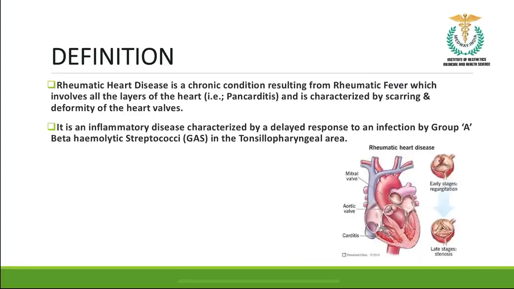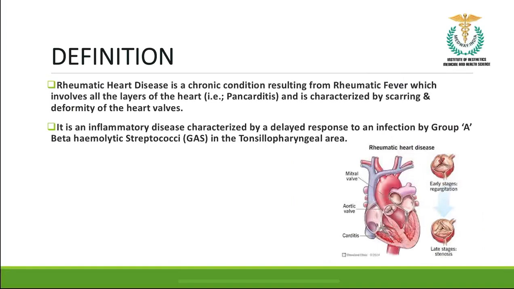Coming to the definition, rheumatic heart disease is a chronic condition resulting from rheumatic fever which involves all the layers of the heart, that is pancarditis, and it is characterized by scarring and deformity of the heart valves. It is an inflammatory disease characterized by a delayed response to an infection by group A beta hemolytic streptococci in the tonsillopharyngeal area.